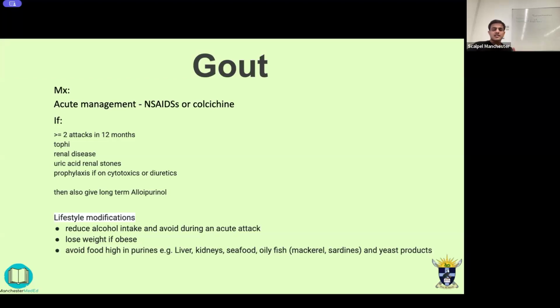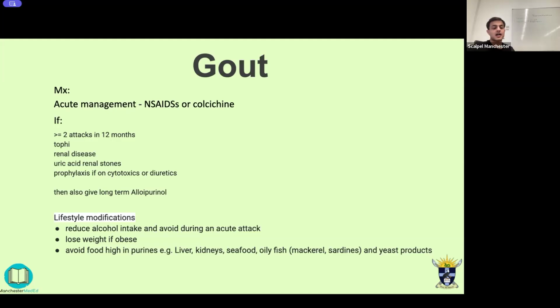And then there's certain criteria to give long-term medication for gout as well. So if you're having more than or equal to 2 attacks in 12 months, if you've got the presence of tophi, so I'm not sure if you know what tophi are, but you should Google it. It's these little crystals that point out in the skin and these little bumps, and that's what you call tophi. If they have renal disease, if there's uric acid renal stones, and also if they're on cytotoxics or diuretics. Especially thiazide-like diuretics, they can predispose you to gout as well. And then you give long-term allopurinol, which is spelled wrong there, sorry.